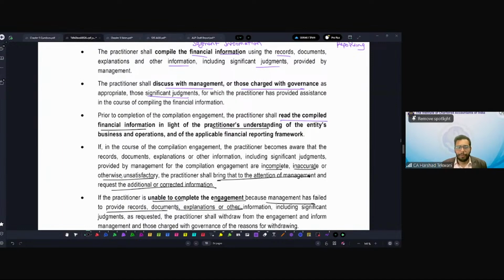Still, if I'm unable to complete the engagement because management is not providing the information, records, explanation, whatever I need, I'll withdraw from the engagement. And I'll inform management and those charged with governance in writing that this is the reason I'm withdrawing, and because of this, I cannot continue the engagement.